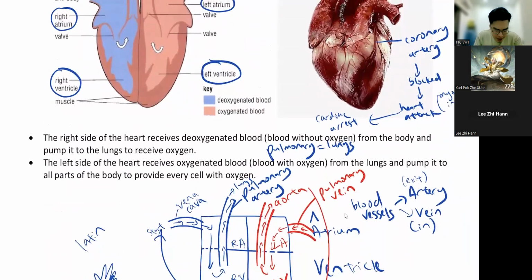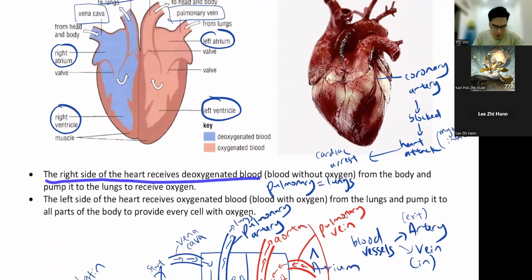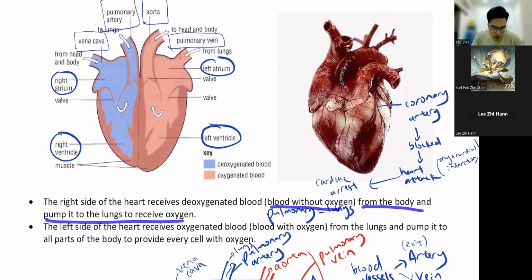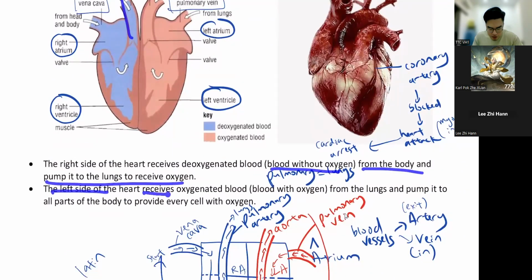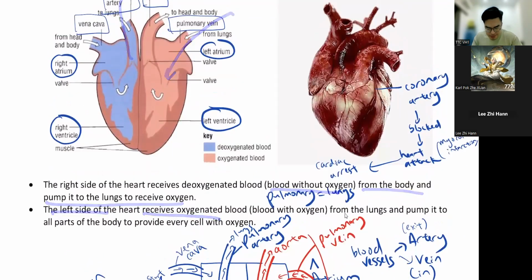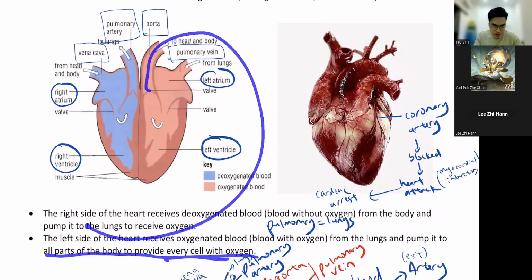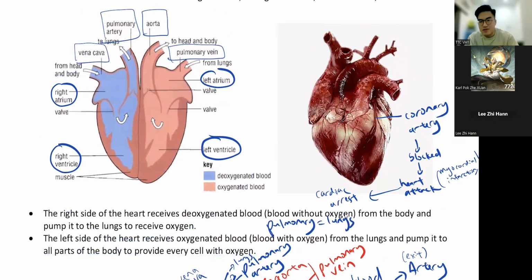So as you can see here, I think we stopped here last week. So the right side of the heart receives deoxygenated blood, that means no oxygen. The blue part, blood without oxygen, from the body and pumps it to the lungs to receive oxygen. So this is to go to the lungs. And then the left side of the heart receives oxygenated blood, which is red color, from the lungs and pumps it to all parts of the body to provide every cell with oxygen. Right, so that's a two-cycle thing.